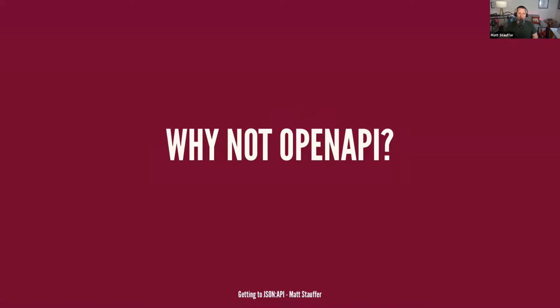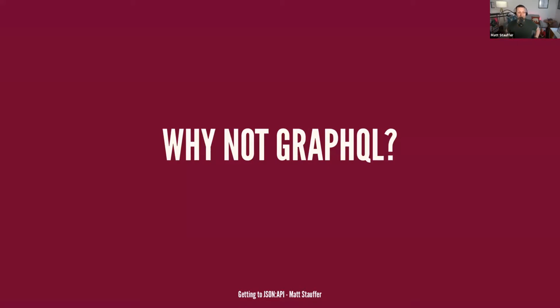Why not OpenAPI? Quite a few people have asked me that. OpenAPI is not actually an API standard, despite what I think a lot of people think. OpenAPI is an API documentation standard. And it used to be Swagger, which I think if it was still called Swagger, this confusion wouldn't be there because everyone knows that Swagger is for documenting APIs. So you can use OpenAPI to document a JSON API with no problem.